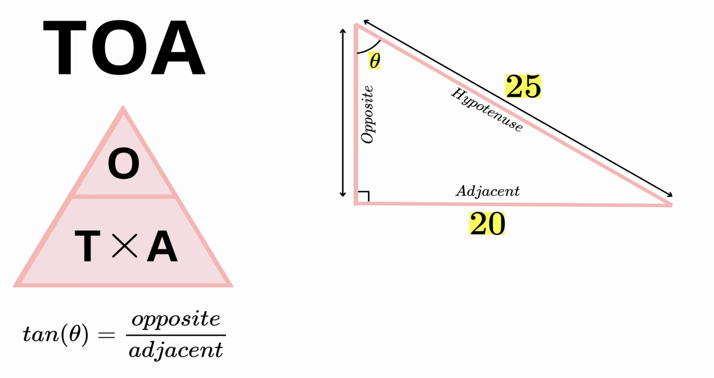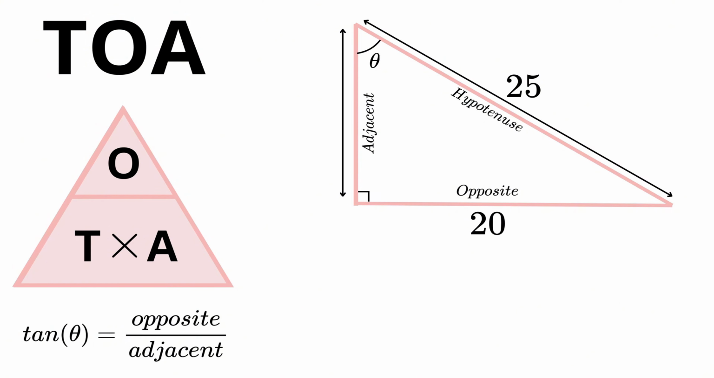But there is something immediately wrong with this picture. Can you see what it is? Now that our angle is in another corner, our opposite and adjacent labels are in the wrong place. So the first thing we need to do is swap them around so that our opposite side is opposite our angle, and the adjacent side is between the given angle and the right angle.